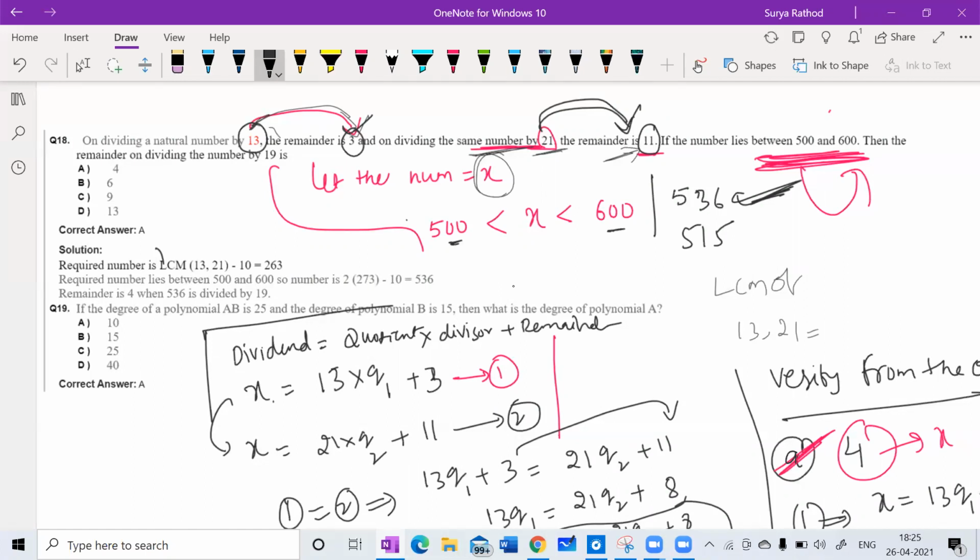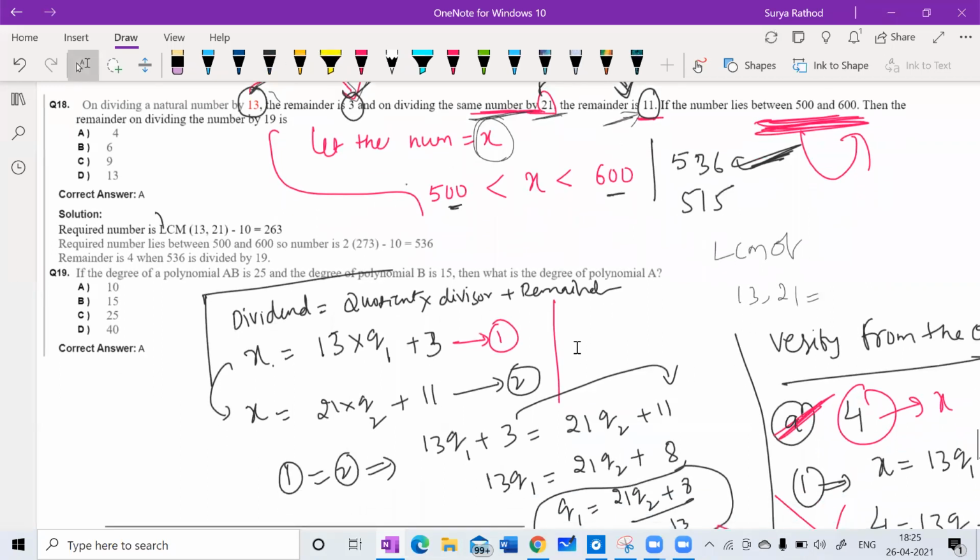So I'll be having total how many? If you take the LCM of 13 and 21, what are you going to get? LCM of 13 and 21, you are getting what? 273, right? Yes, it is 273, sir.